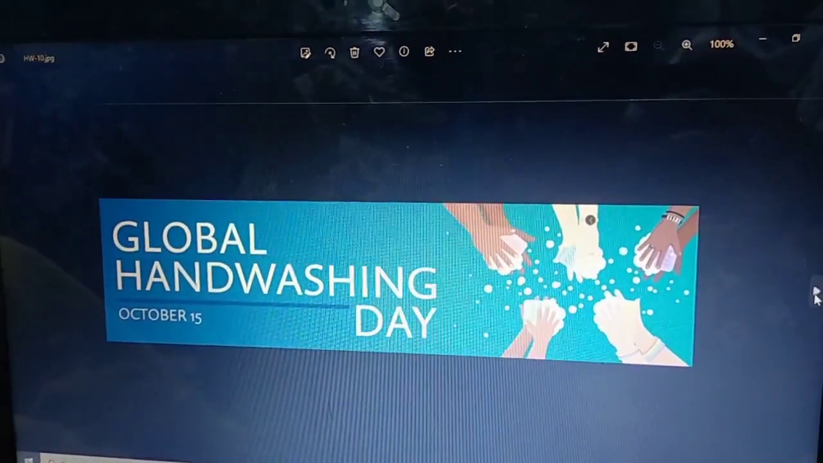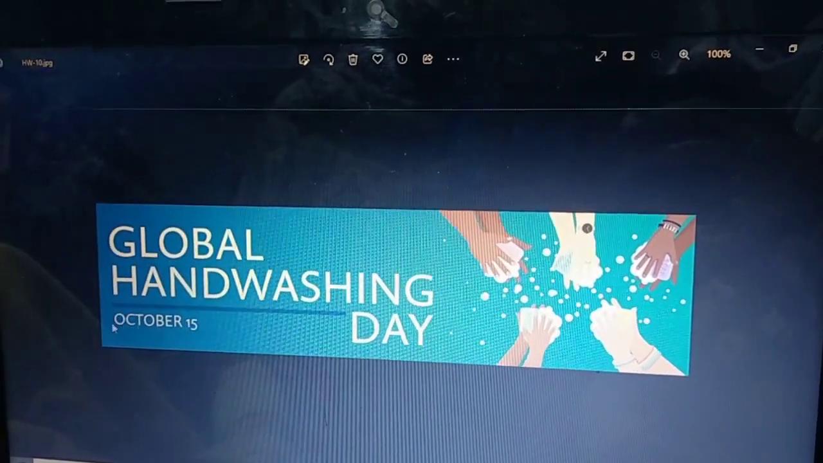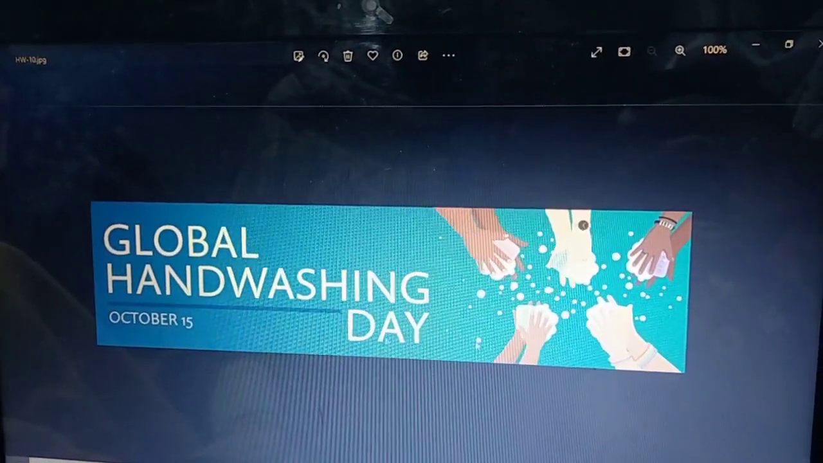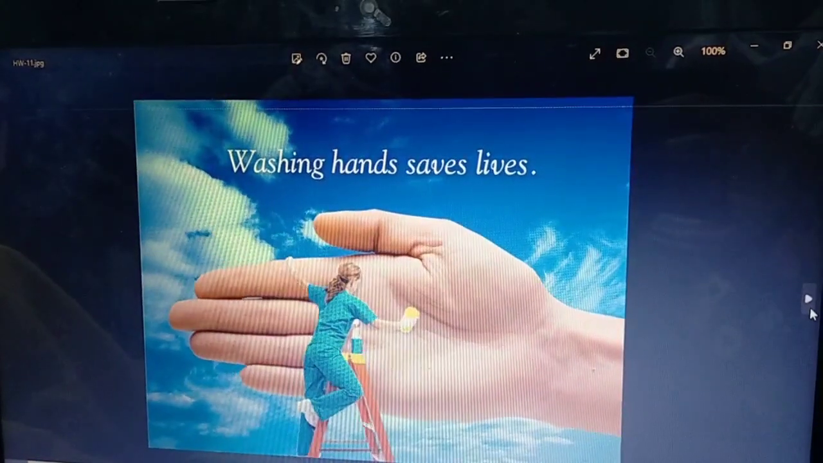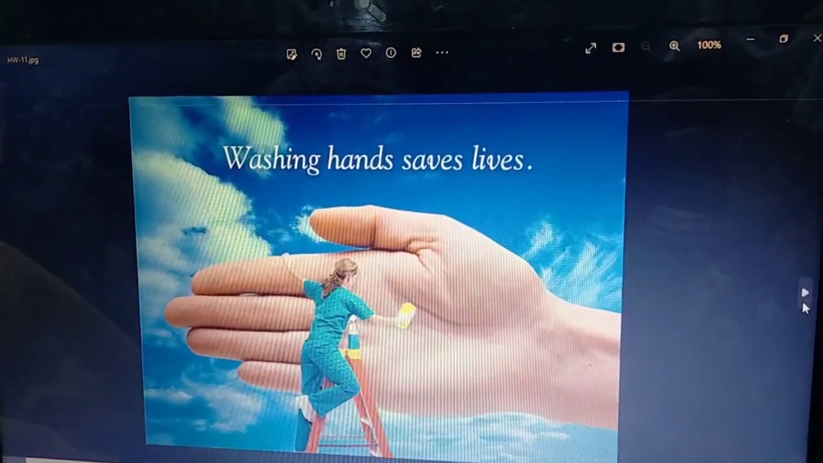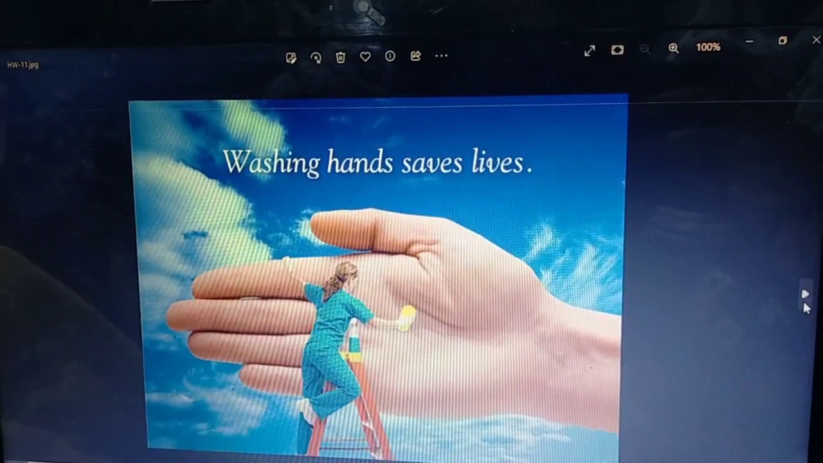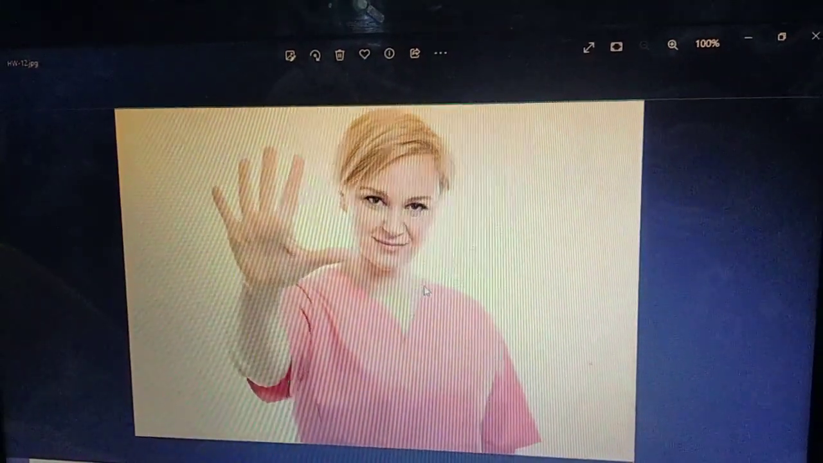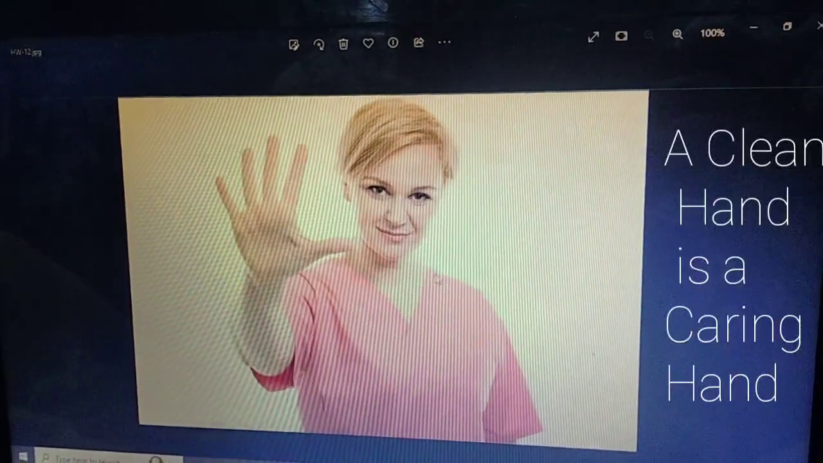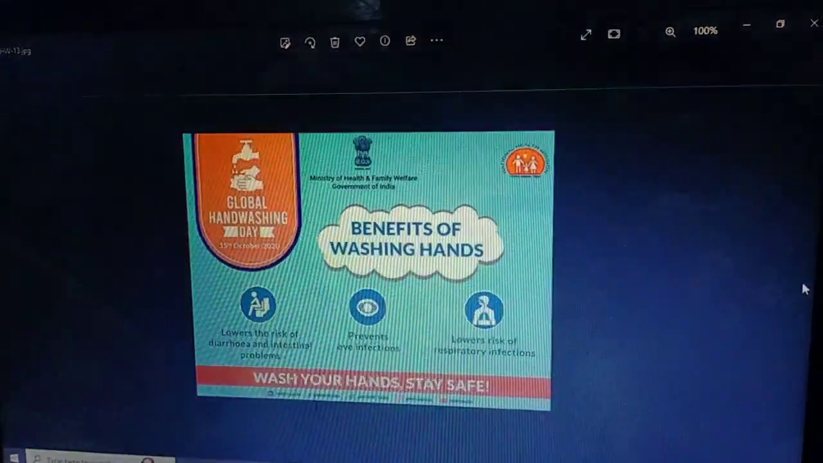Then next, Global Hand Washing Day, which is observed on October 15th. Washing hands saves life. It is safe for ourselves as well as safe for our patients. So safe hands are caring hands. So we have to make sure that our hands are safe for providing care.